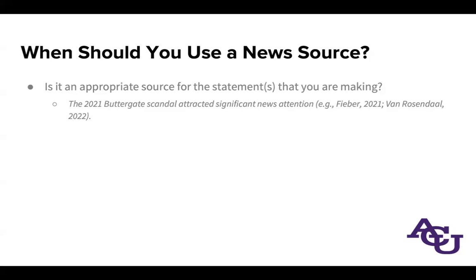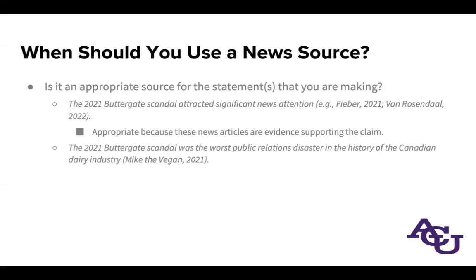And so if your statement is that the Buttergate scandal attracted significant news attention, the most direct way to support that claim is to give some examples of the news coverage, which is what the Bieber 2021 and Van Rosendahl 2022 articles are. So in this case, it's an appropriate source to use for that claim because these are news articles that have evidence that's directly supporting the claim because they are examples of that thing.